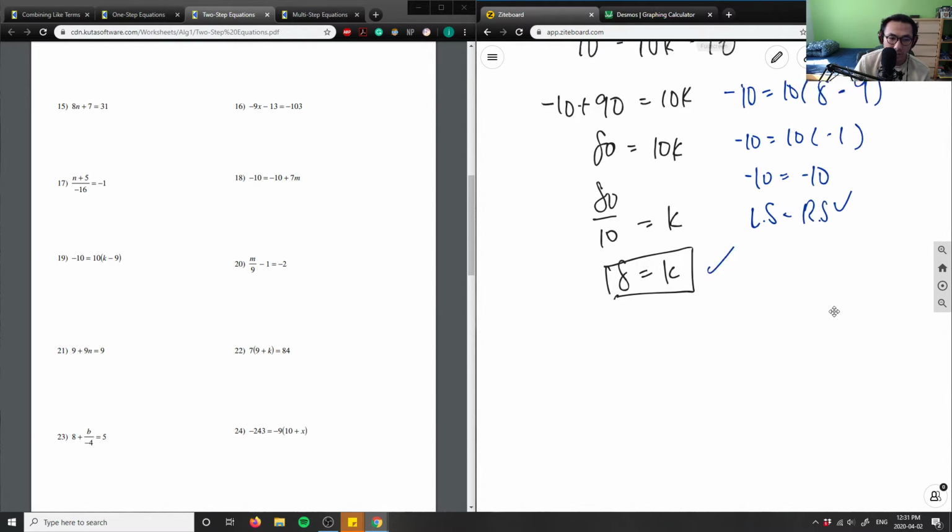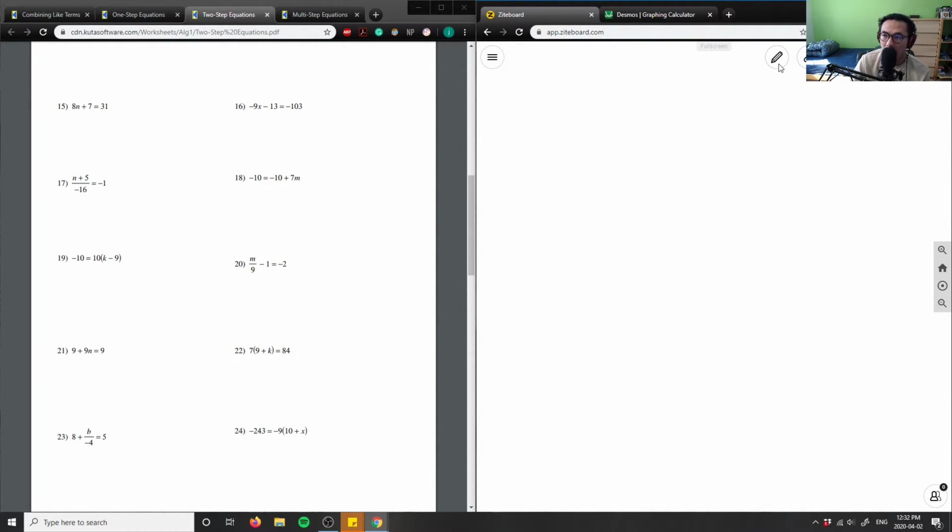And let's do 21 and 23 to finish off our two-step equations, and then we're going to work on multi-step equations, which will probably take up the entire lesson after that, because some of them have many steps that we have to go over before we can solve for our equation. So this is 21. So 9 plus 9n equals 9.